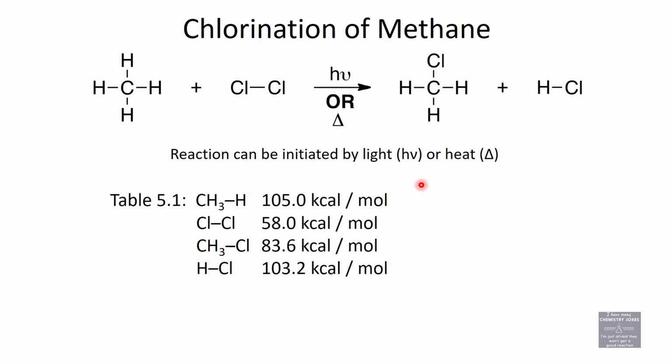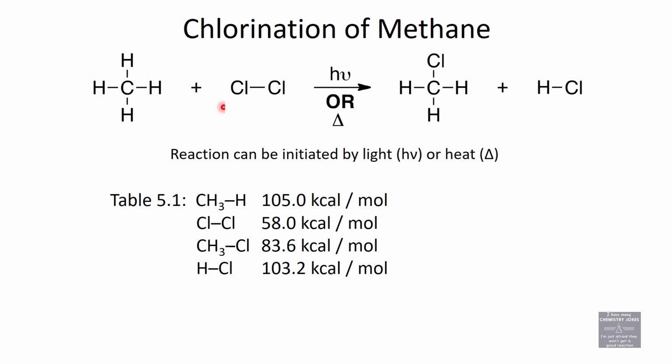Here's one, an alkane plus a halogen. This reaction can be initiated by light, which is this little h nu symbol. Remember, E equals h nu, back from light, electromagnetic radiation stuff. Or heat, that's our little delta symbol. The radical reaction can be initiated by either of those.